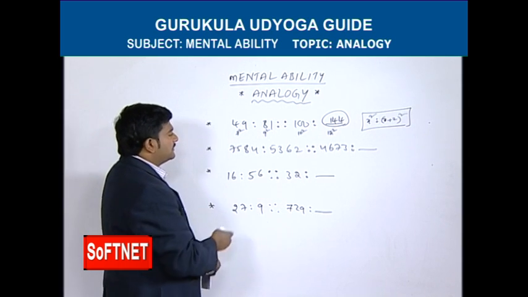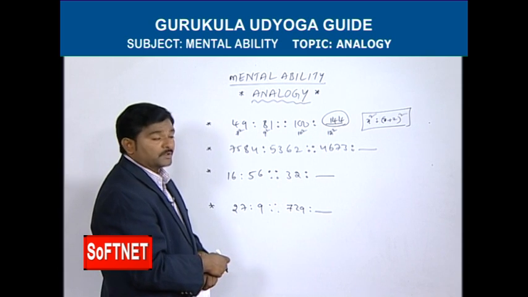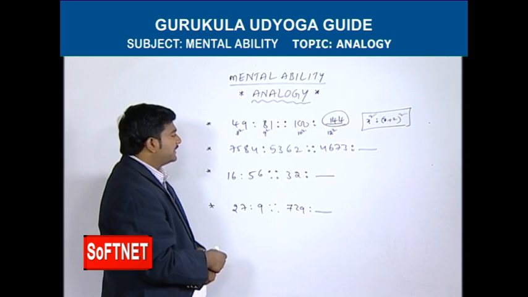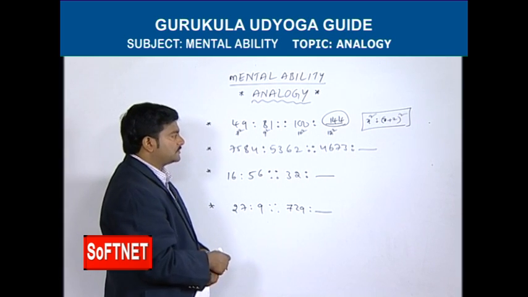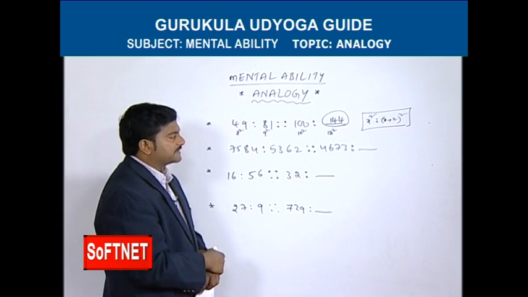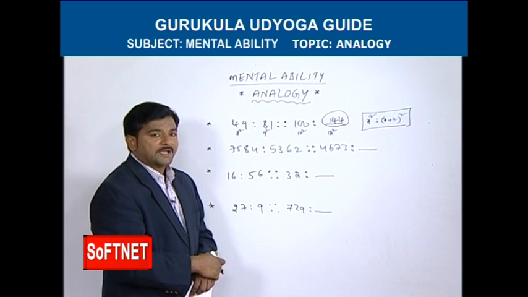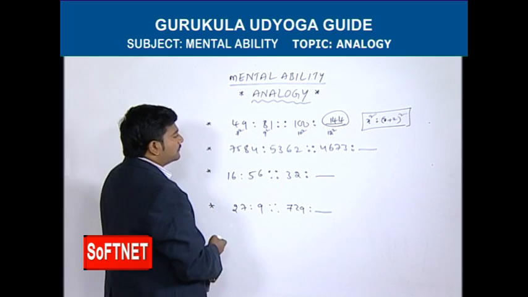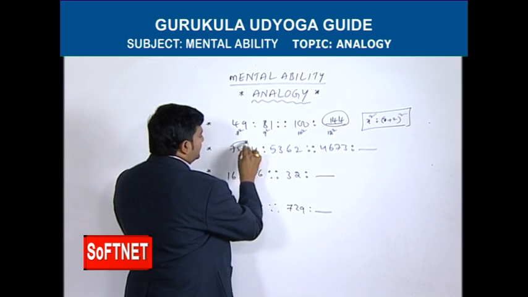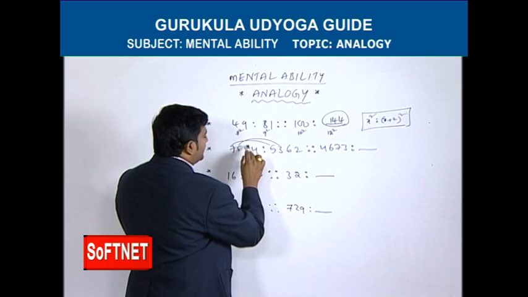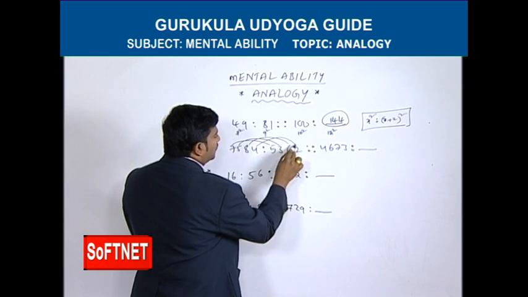Okay, see here a 4 digit number is given. 7584 is to 5362. Similarly 4673 is to dash. So it's a simple concept, we need not worry about this. For example, see 7 5 5 3 8 6 4 2.